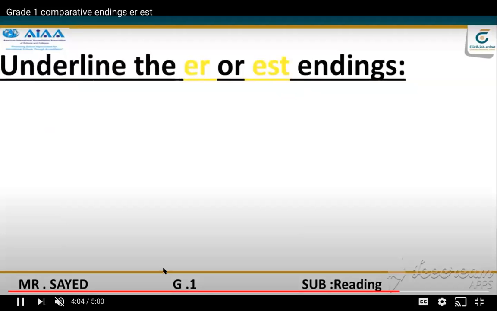All right, we're gonna stop it there. But you get the idea: ER is when you're using the same adjective to compare two things, and we use EST when we're using the same adjective to compare more than two things. ER means more, and EST means most.